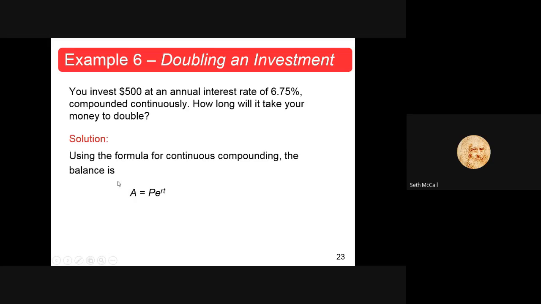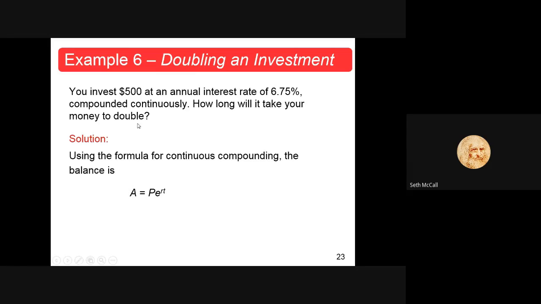We need to utilize this formula and plug in everything we know. So let's start with 500. 500 is the principal amount being invested, so that's going to go in for P. The rate is 6.75%. That needs to be converted into a decimal, so you move that decimal point 2 places to the left, and you'll put 0.0675 in for R. Time is what we're trying to solve for because it's asking us how long will it take your money to double.